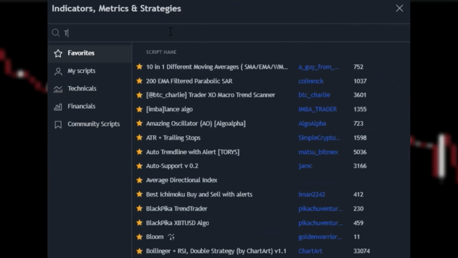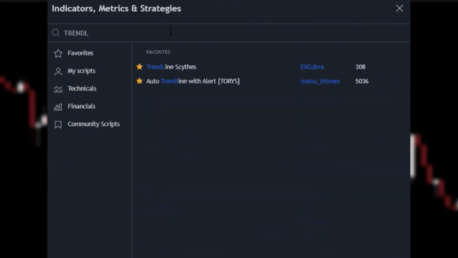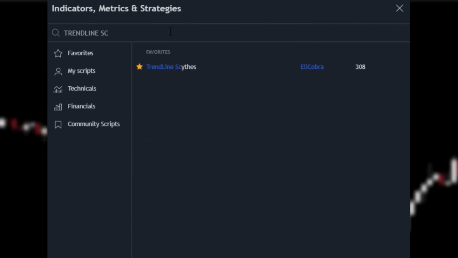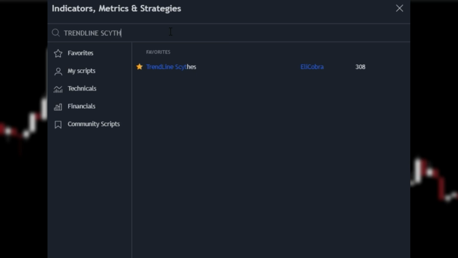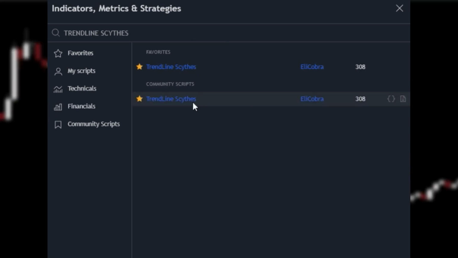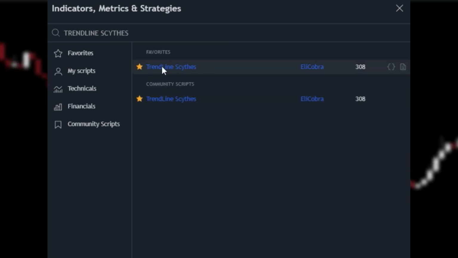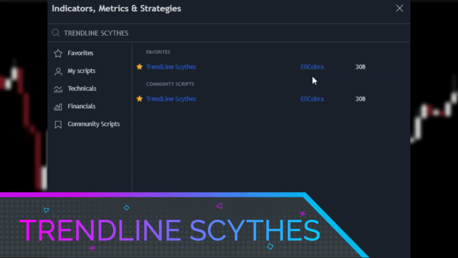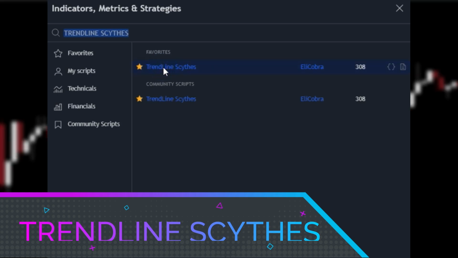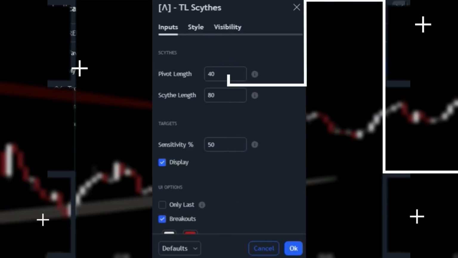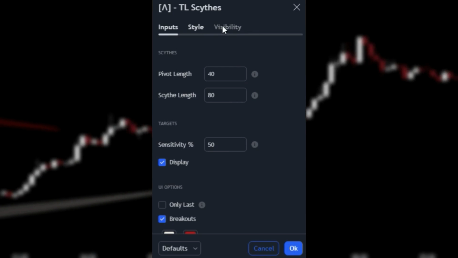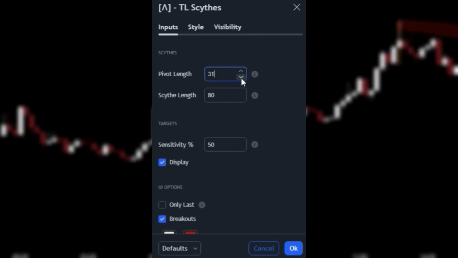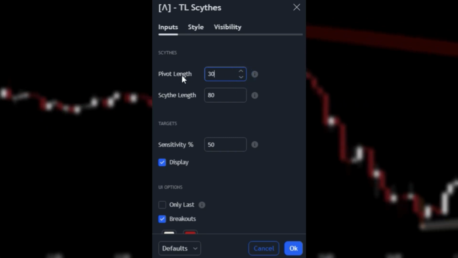Then add the trendline sights indicator to your chart. But wait, there's more. We need one more indicator to complete our strategy, but before that, let's optimize our trendline sights indicator.